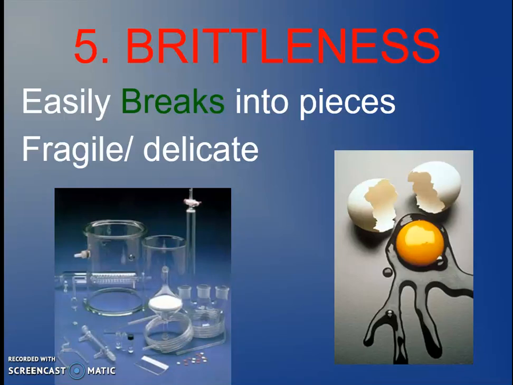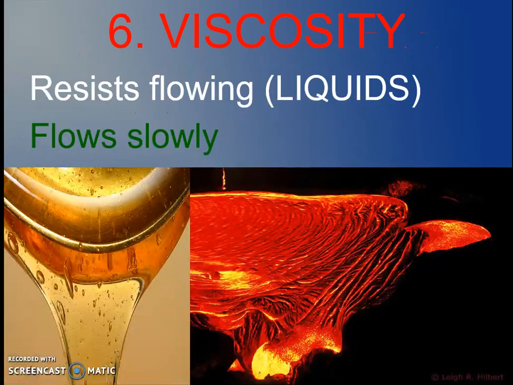Brittleness: it easily breaks into pieces, fragile or delicate. Viscosity is resistance to flowing, like flowing slowly. For example, honey is more viscous as compared to water, which does not resist flowing as much.